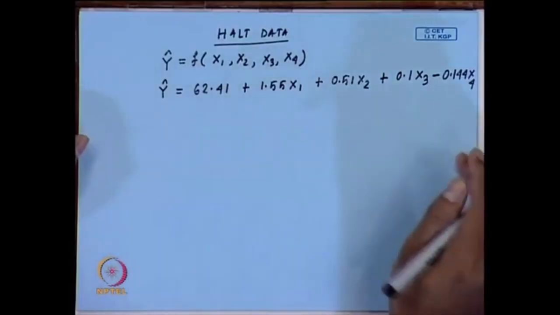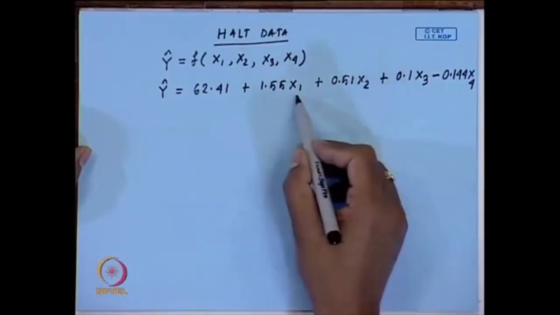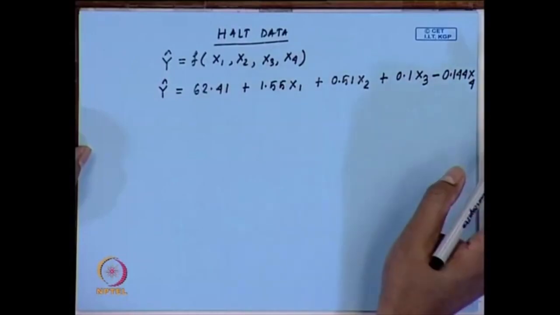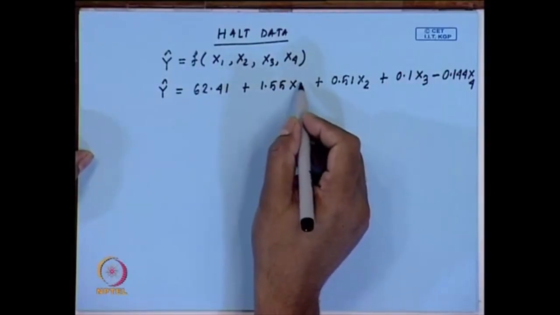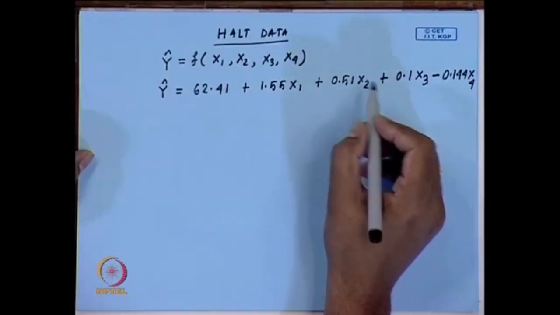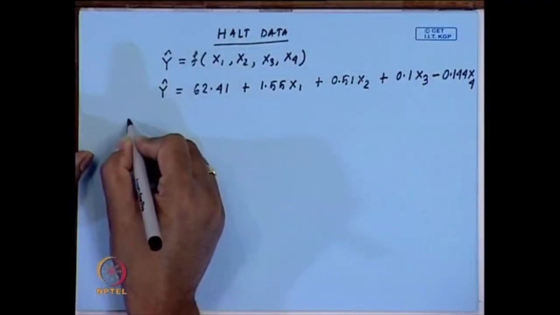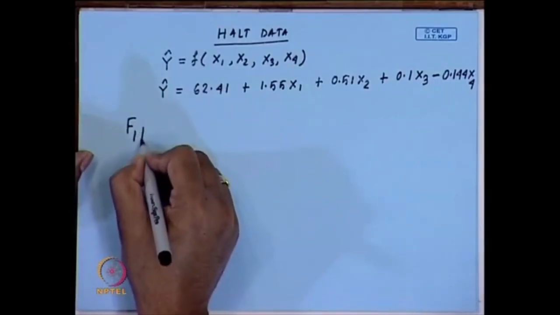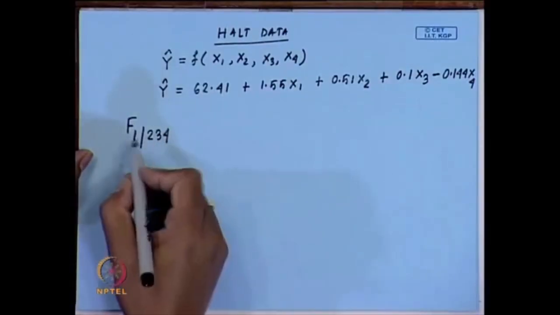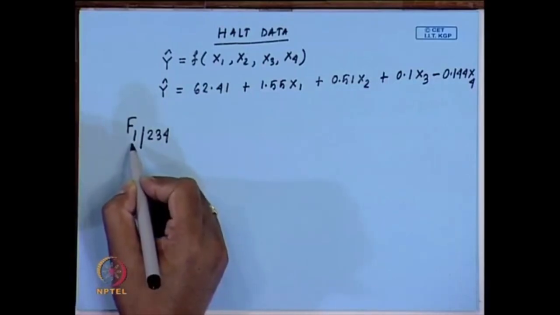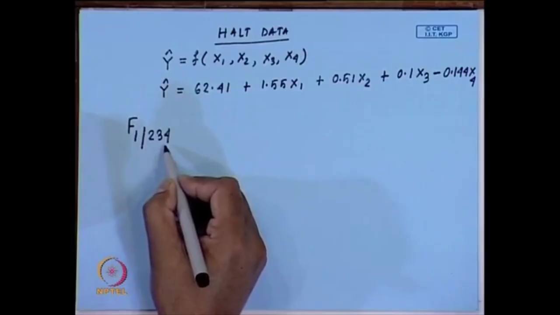So, this is the fitted model, and now what we want is that we look for the less significant regressor in this model. For that, what we do, we compute the partial F statistic associated with x 1, we compute the partial F statistic associated with the regressor x 2, similarly for x 3 and x 4. So, this is the notation F 1 given 2 3 4. This is called the partial F statistic associated with the regressor x 1 in the presence of x 2, x 3, x 4.